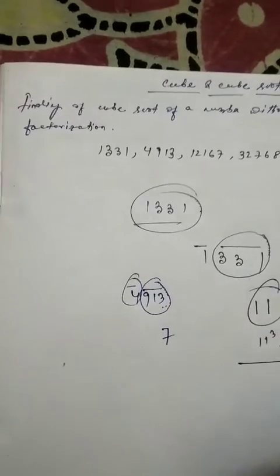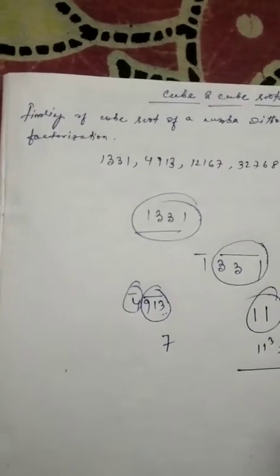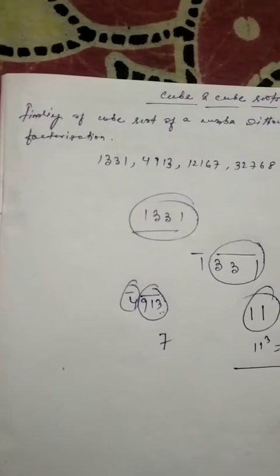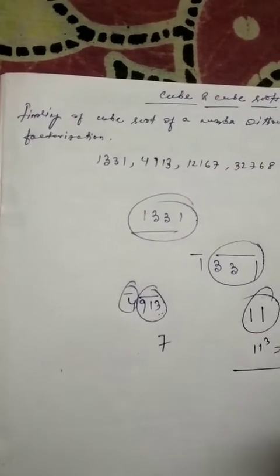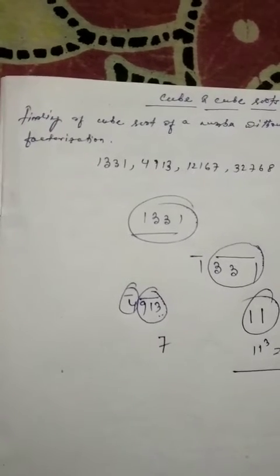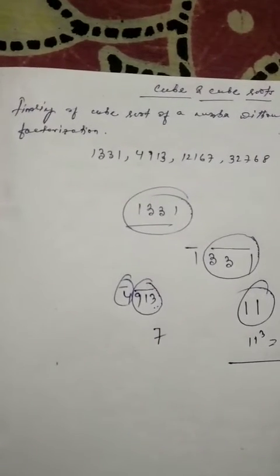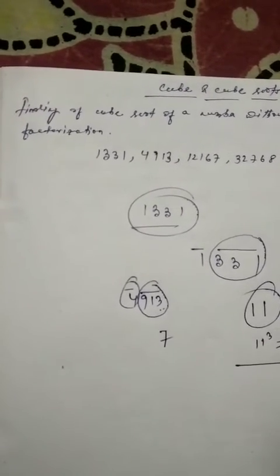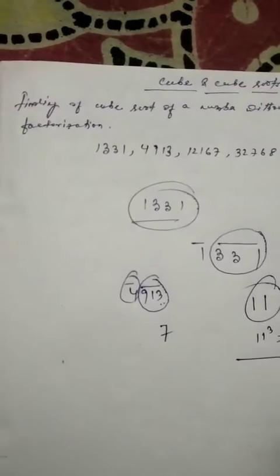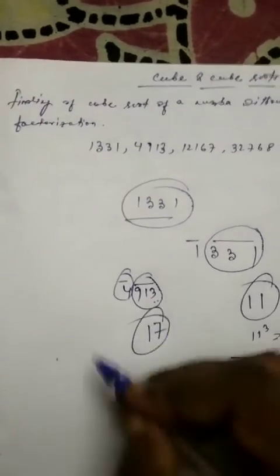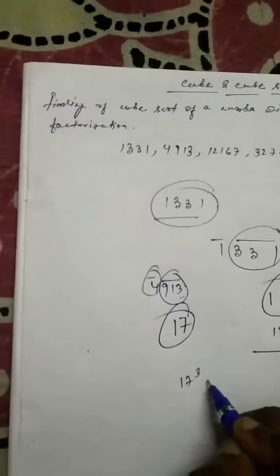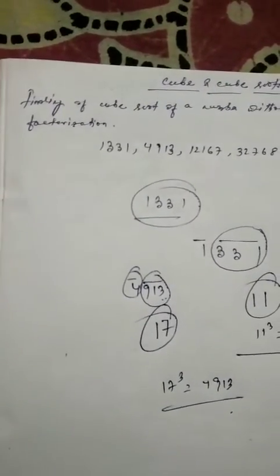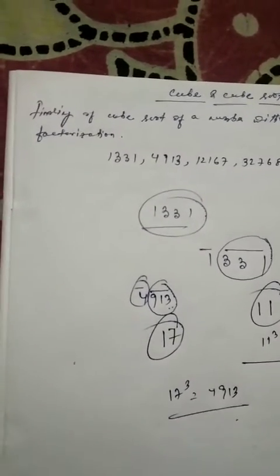Next group is 4. I have to start right from 1. I have to say 4 is a cube of which number or closer to which number. 1's cube is 1. 2's cube is 8. So I cannot take 2 because 8 is bigger than 4. 1's cube is 1, so I'll write 1. Means 17's cube is 4913. And this result will come 100% accurate.